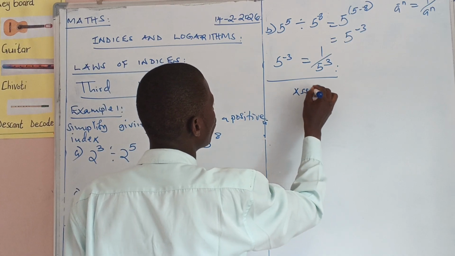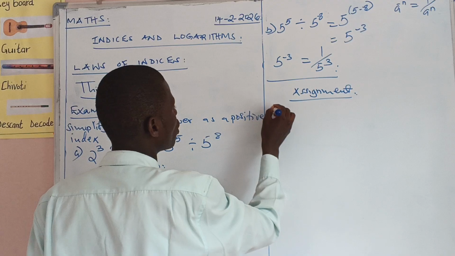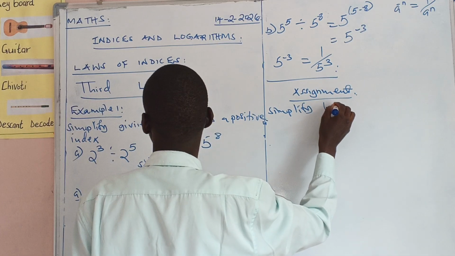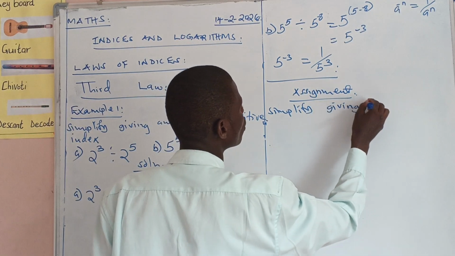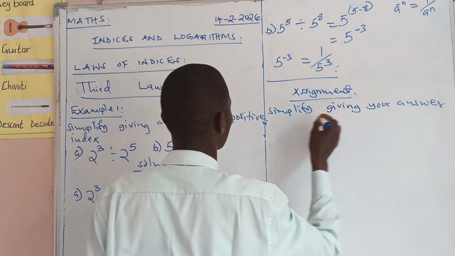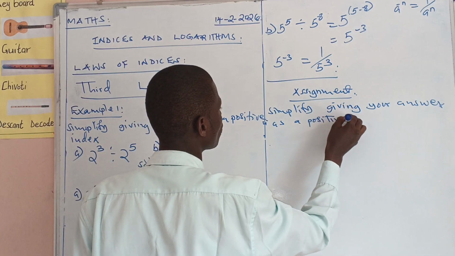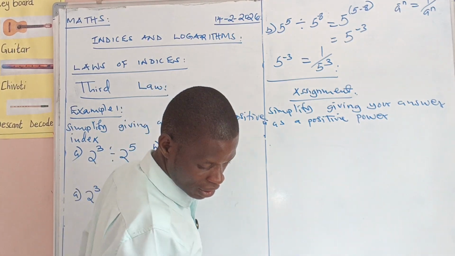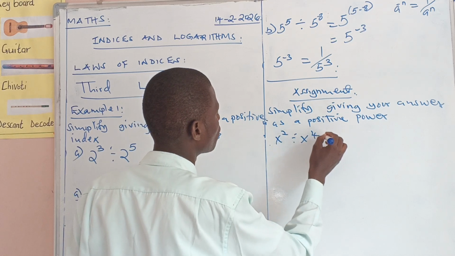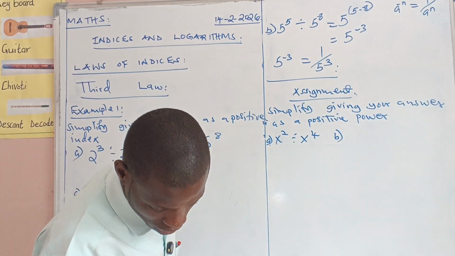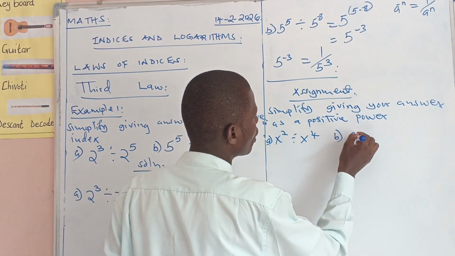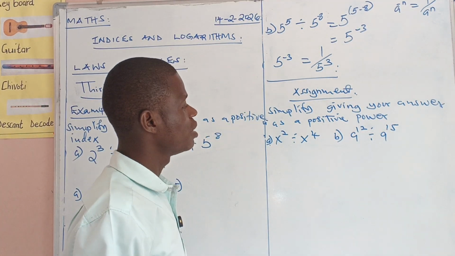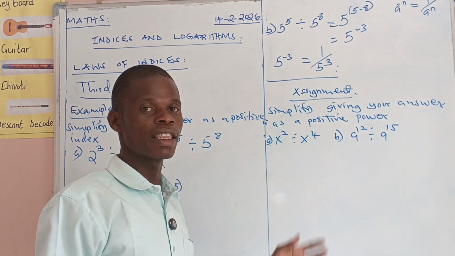Now, you can also try yourself with this. Simplify, giving your answer as a positive power. This is x raised to power 2 divided by x raised to power 4. That is A. B, what do I have? I have 9 raised to power 12 divided by 9 raised to power 15. So with these two, I know you can make your practice exercise. You can also try other questions.